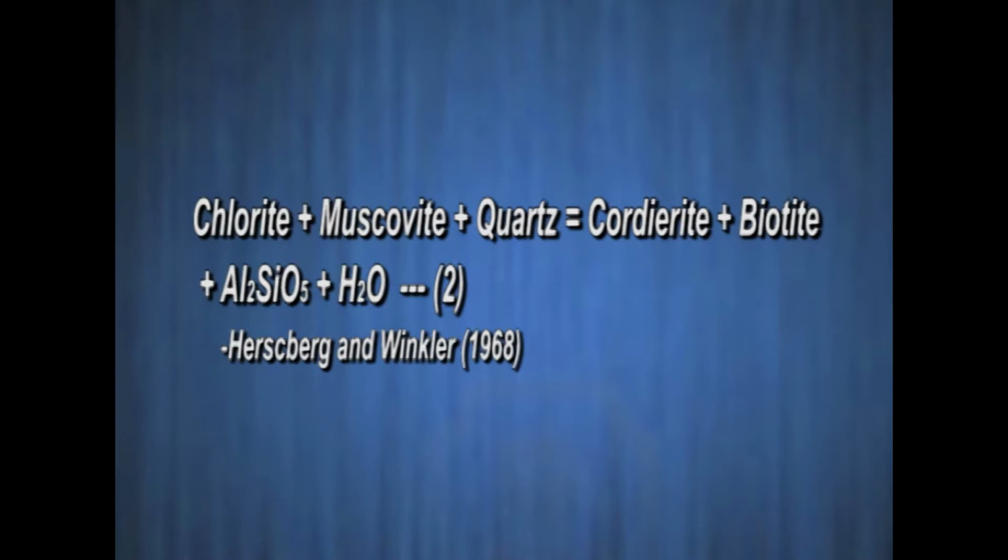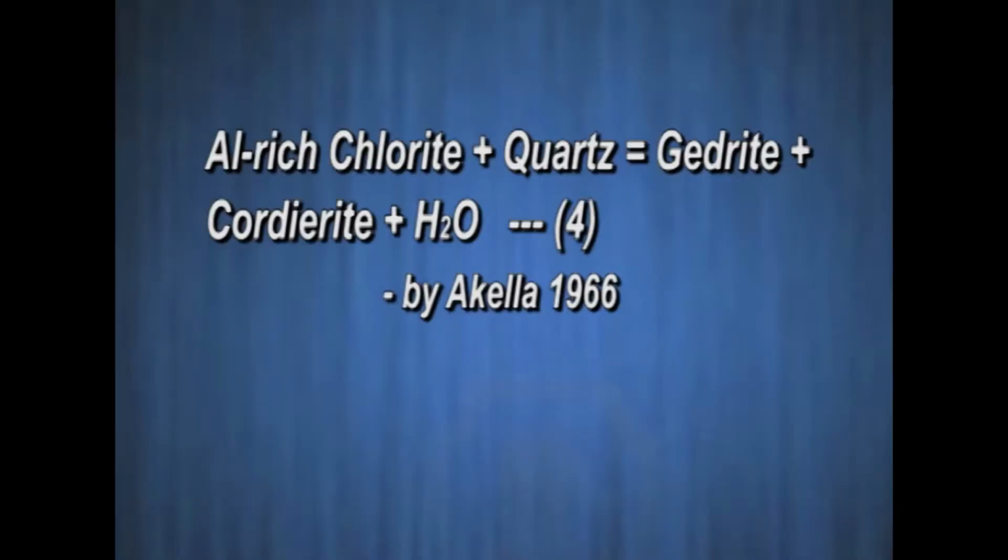The reaction carried out by Hoschek and Winkler: the temperature is 550 degrees centigrade at 1 kilobar, 525 degrees centigrade at 2 kilobar. Another reaction is Al-rich chlorite plus quartz give rise to gedrite plus cordierite plus water, which was carried out by Akella 1966 at 560 degrees centigrade, 2 kilobar.